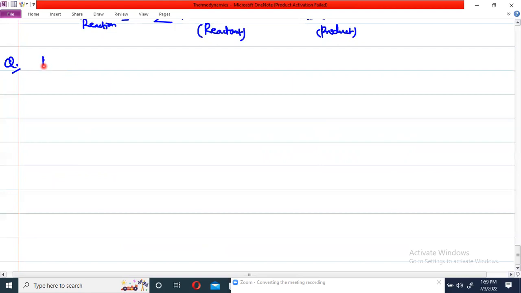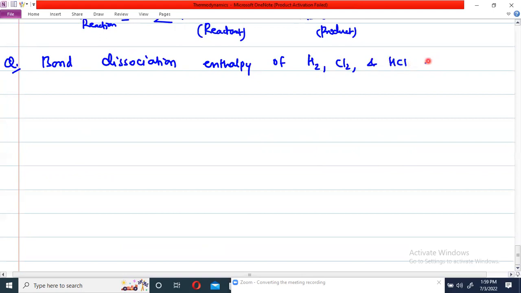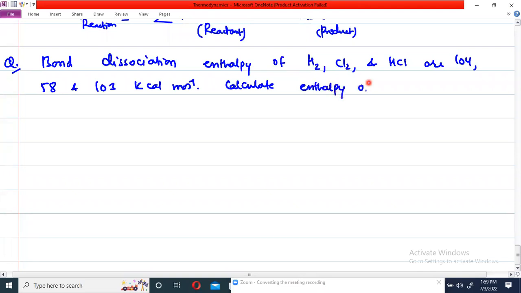Bond dissociation enthalpy of H2, Cl2, and HCl are 104, 58, and 103 kilocalorie per mole. Calculate the enthalpy of formation of HCl. See here, bond dissociation energy they give.